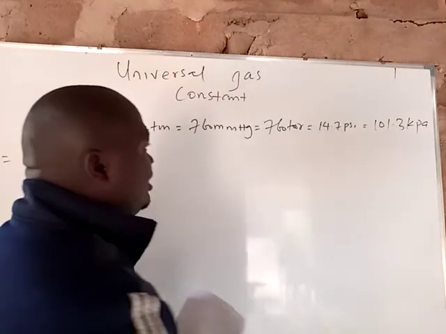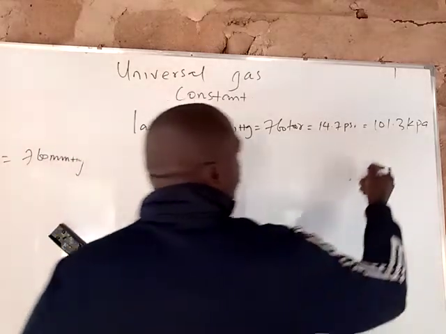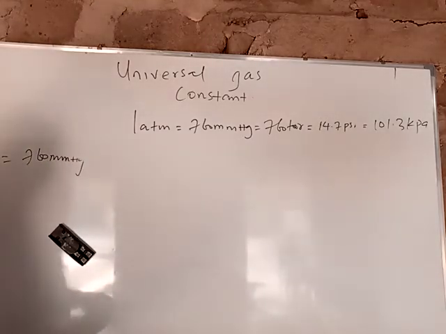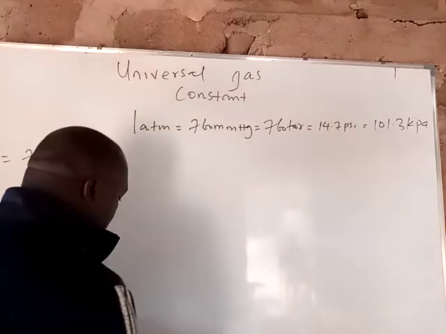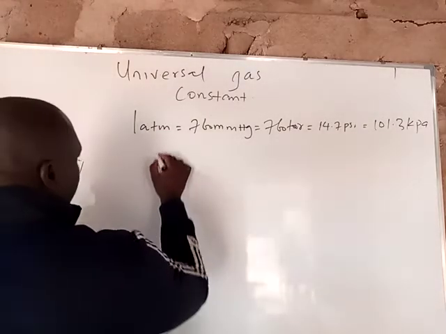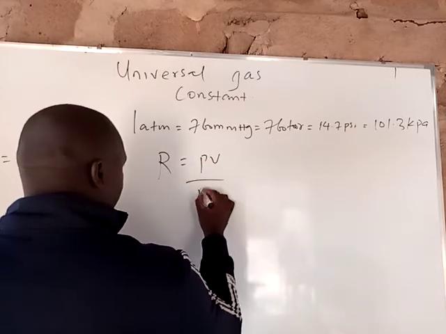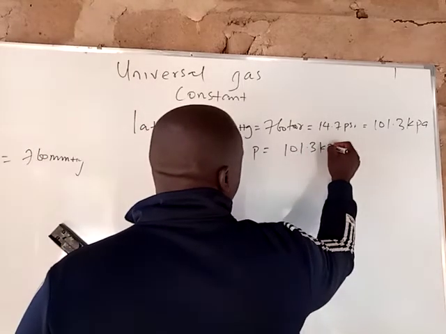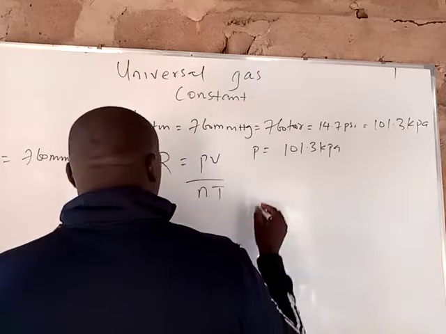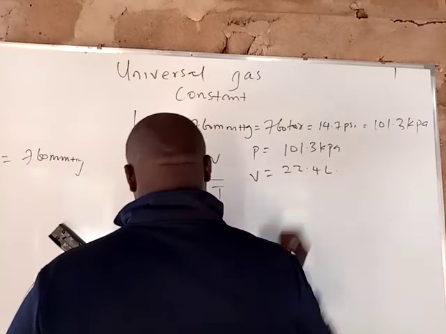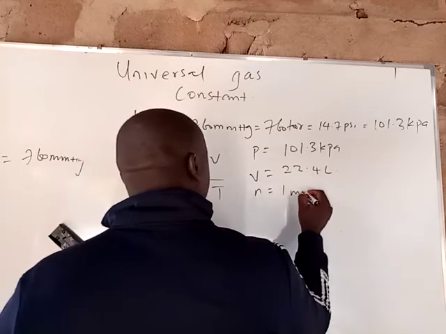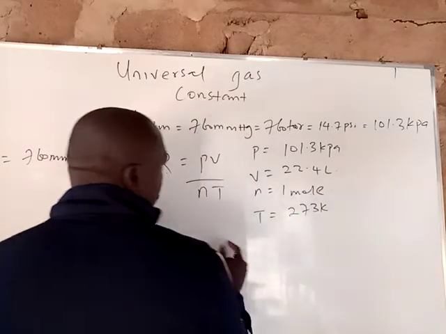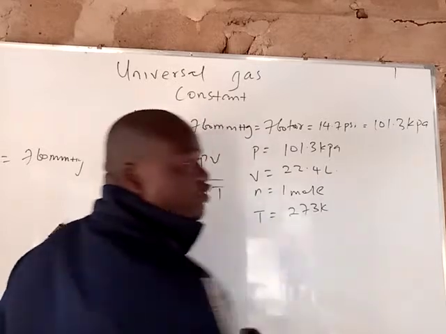So, if your pressure is in millimeter of mercury and you want to use a value of R, there is also a formula for it. Let's say your pressure is in kPa. Let me start with kPa first. For you to use R, given that your pressure is already in kPa, remember that your R is PV all over nT. And let's say your pressure is 101.3 kPa. I don't know why I keep on mixing this up. And your volume is 22.4 liters, right? So your mole is still 1 mole, and your temperature is 273 Kelvin.